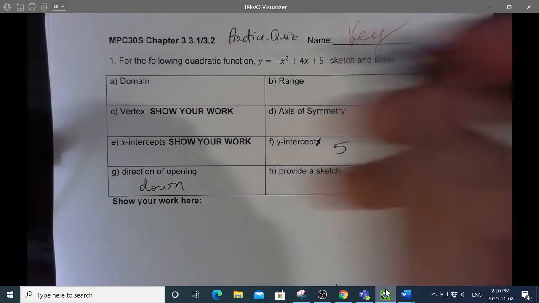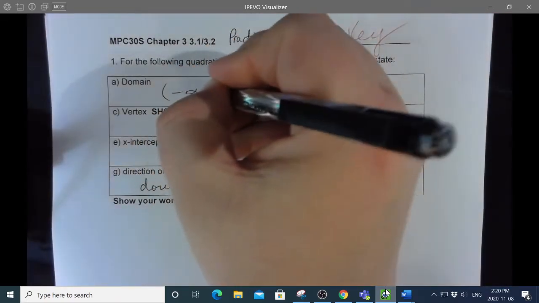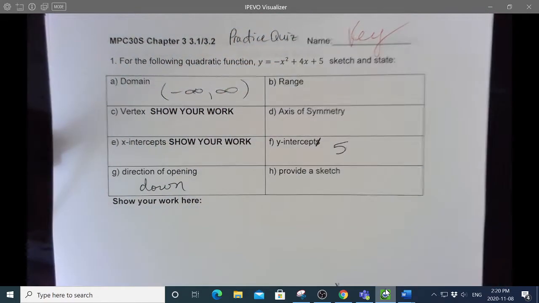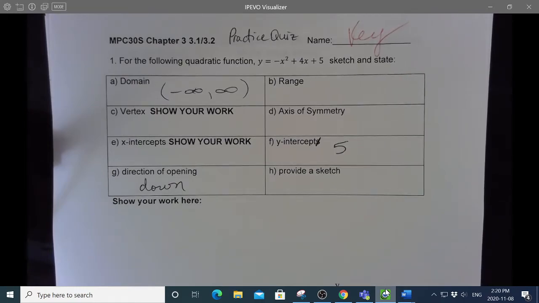Okay, so that means the domain, this is the easiest half mark you're ever going to get from me, is all real numbers. And, okay, everything else I'm going to have to figure out a little bit.